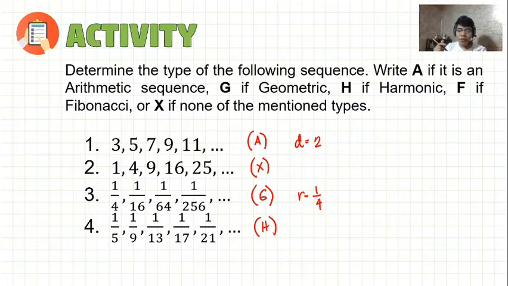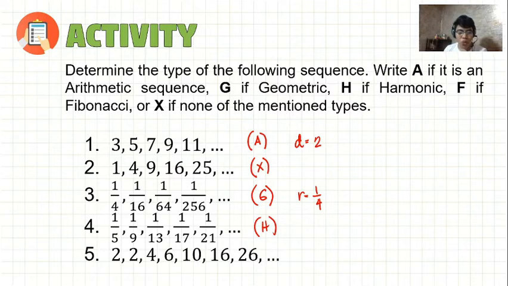Okay. For number 5: 2, 2, 4, 6, 10, 16, 26. What is your answer? If your answer is F, then that is correct. This is a Fibonacci sequence. Okay, from the original 1, 1, 2, 3, nag-times 2 lang tayo. Kaya 2, 4, 6 ang nangyari. Okay, 2 plus 2, 4. 2 plus 4, 6, and so on.